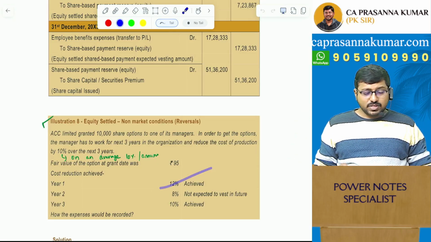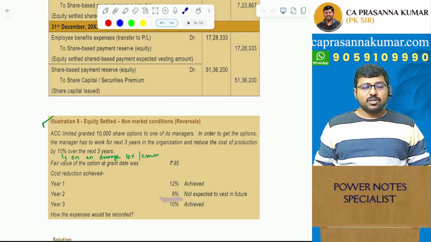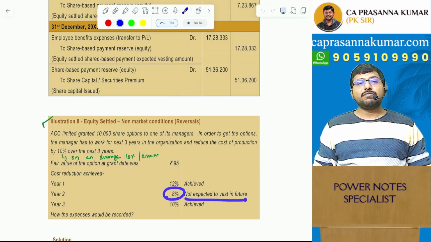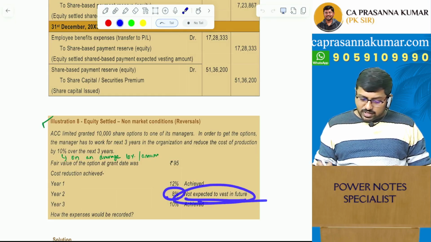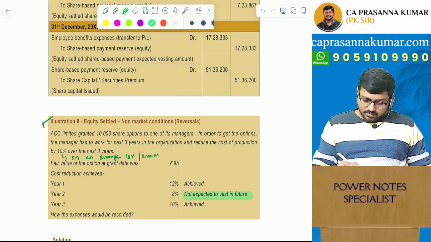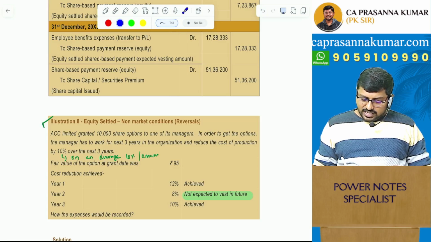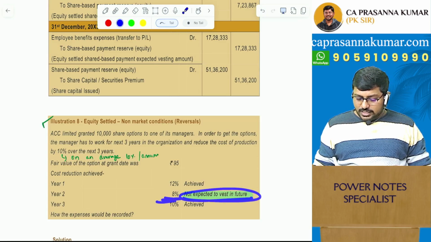First year they have achieved the condition, no worries. So obviously options will get vested. You can continue with that. But second year it did not satisfy. And also when you are standing at the second year end, you are not expecting that it will vest in future as well. This sentence is very important. You understand the point? Second year you did not achieve, and you are also not expecting that to be achieved in third year as well.